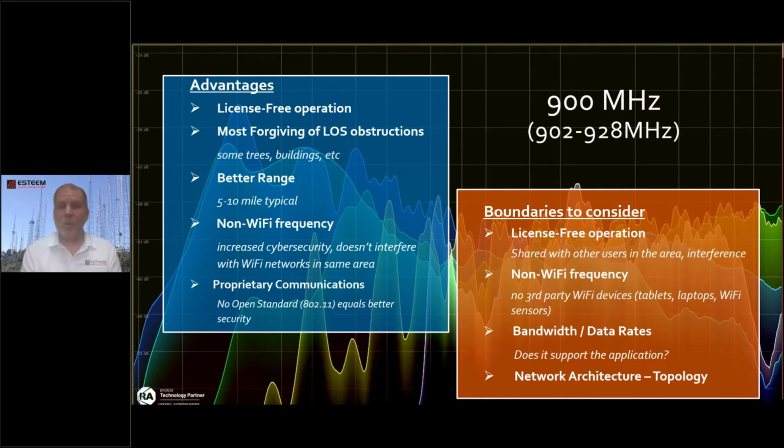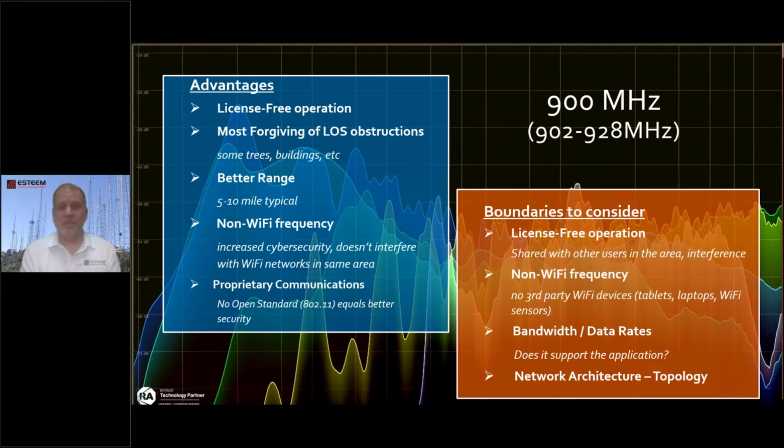It is a non-Wi-Fi frequency, so a couple of things that does is it stays out of probably the busier networks. If you're in an area where there's a lot of homes and home routers, it also increases cybersecurity because we don't have any Wi-Fi access into this frequency. The other big advantage of this is all proprietary communications. There is no open standard. So again, it equals better security for that application.